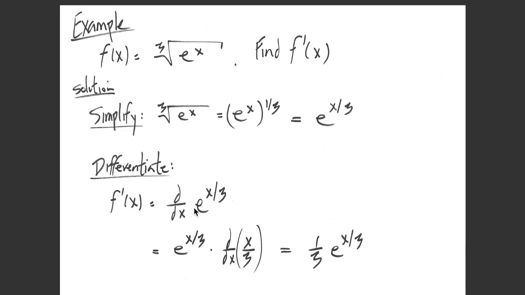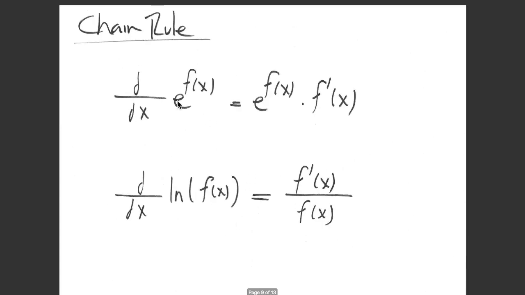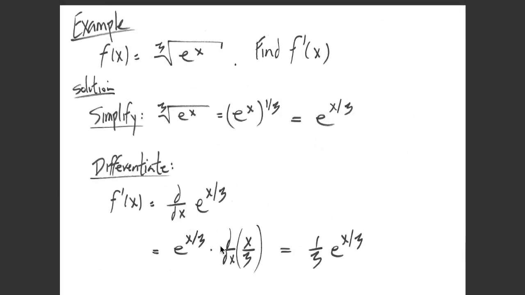And now differentiate. The derivative of e to the x over 3 would be e to the x over 3 times the derivative of x over 3. And that's just another example of our generalized rule for the natural exponential. And so that turns out to be e to the x over 3 times 1/3, of course, or just 1/3 e to the x over 3.